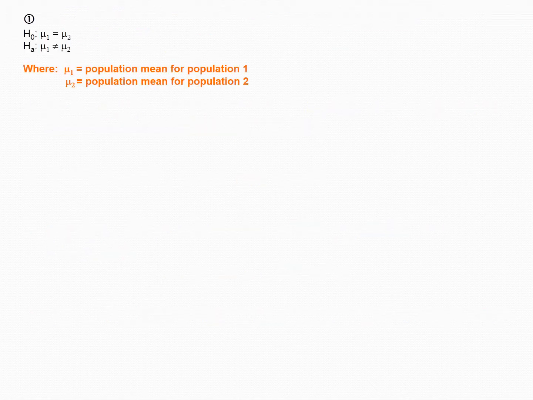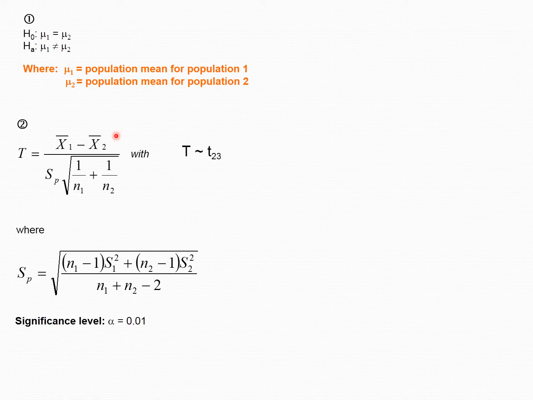We are going to test a two-sided alternative hypothesis then, since it was stated in the question, and they didn't identify μ1 and μ2, so we can just define μ1 as the population mean for population 1 and μ2 as the population mean for population 2. Then we can write down our test statistic, and t will follow a t-distribution with 23 degrees of freedom because our n1 was 11, n2 was 14, and we subtract 2 from 25 then. And then we write down the formula for SP and our significance level.